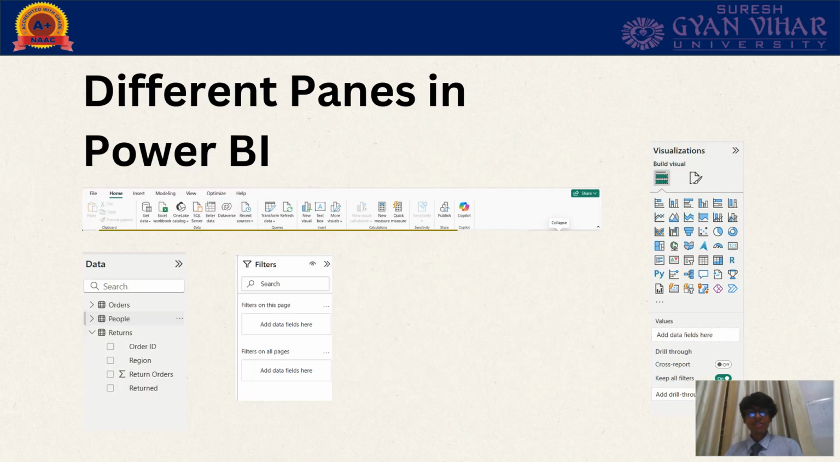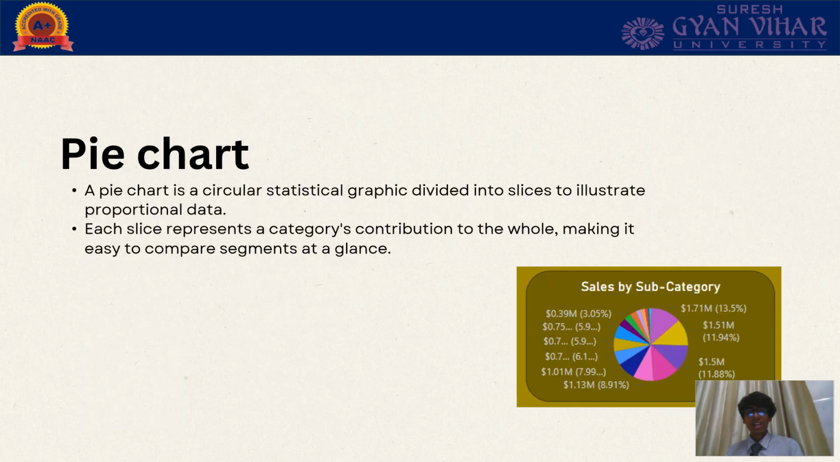Moving next, we are doing this visualization in Power BI. There are so many panes in Power BI, like the visualization pane, filter pane, and data pane. We'll look at them further in our practical part. A pie chart is a circular chart with many slices, and every slice holds some part of the data, illustrating proportional data.